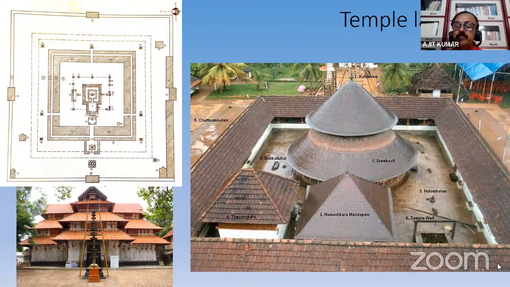You have the Nalambalam, or the enclosure, around the sanctum sanctorum. This is the sanctum sanctorum with a gabled roof. You have a detached Namaskara Mantapa, a well or a water source in the northeast, and also a Tevalapura, which is the area where the cooking of various temple-related produce is done.